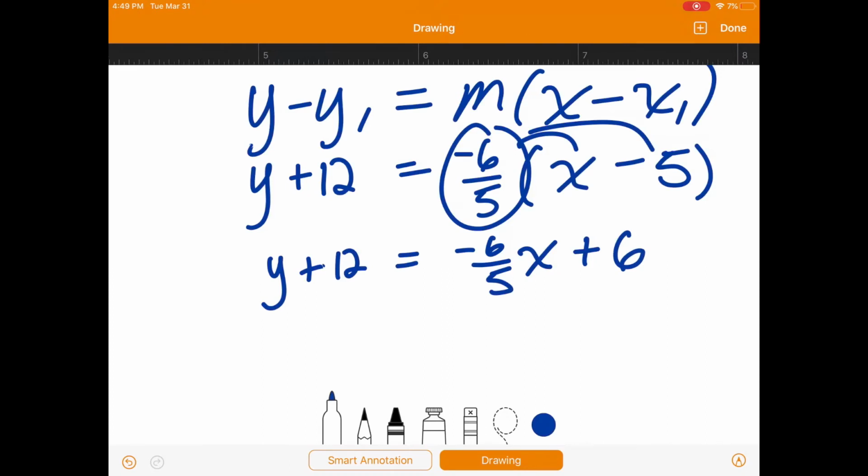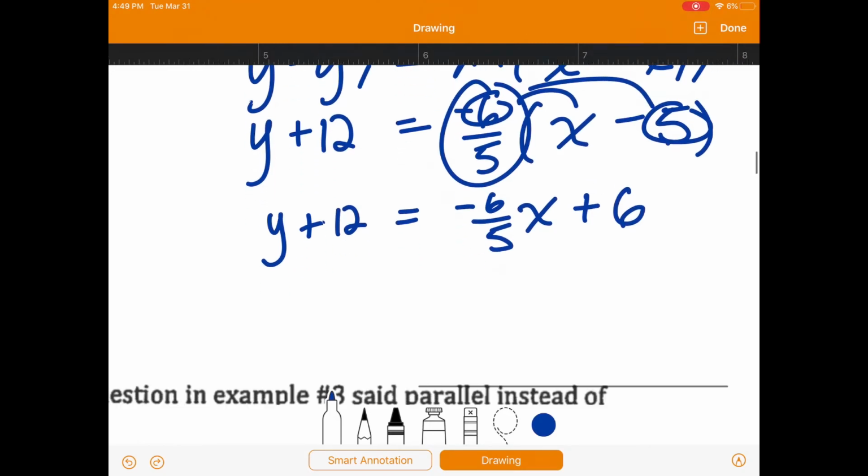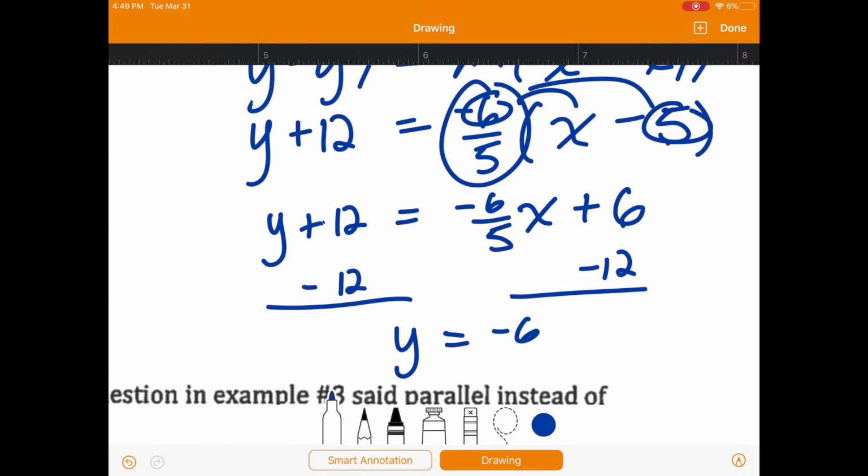But if you wanted to do it in more than one step, 6 times 5, right here, is going to be 30. And then when you divide that by 5, you're going to end up with 6 again. But if you do that all in your calculator all at once, then you're going to end up with the same answer. And then we're going to get y by itself, so we're going to subtract 12 from both sides. And this is our answer.